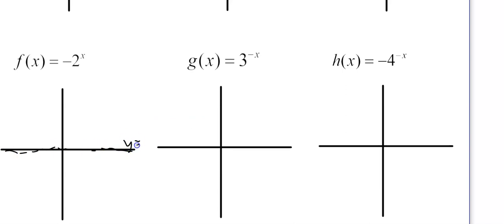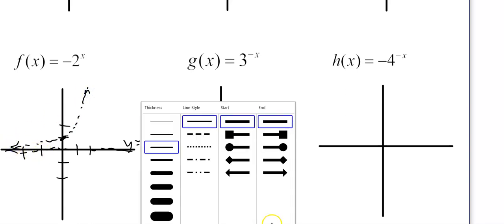So this is y equals 0. It goes through the point 0, 1. This is the parent graph I'm talking about. So I always do that dotted to start with, okay, as you're kind of learning this.